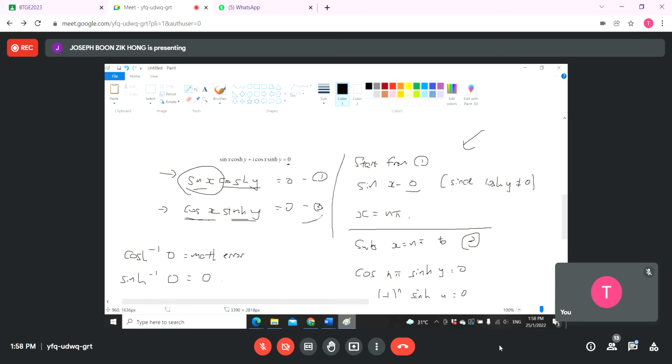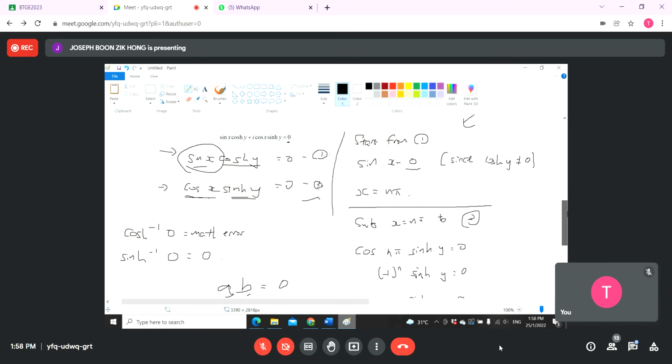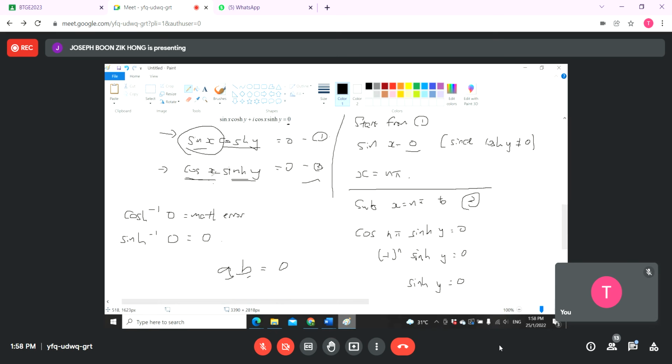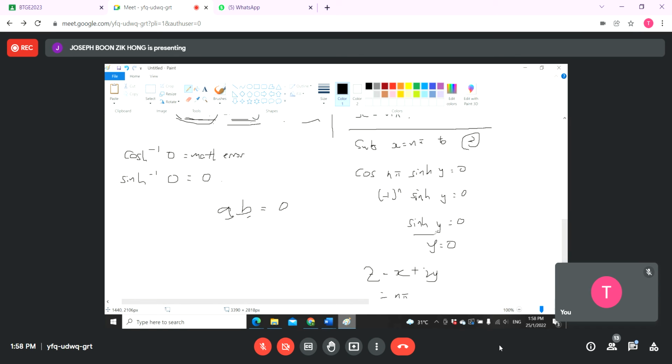Then only I put into 2. I put into 2, I get the x already, because I want to get the x and y. So I put into 2 cos n pi. Cos n pi is not 0. Cos n pi is -1 power of n, times this one equal to 0. So I move my -1 to the back. So I get sine hyperbolic equal to 0. That means your y is 0, because if you move to the back, sine hyperbolic inverse of 0 is 0.